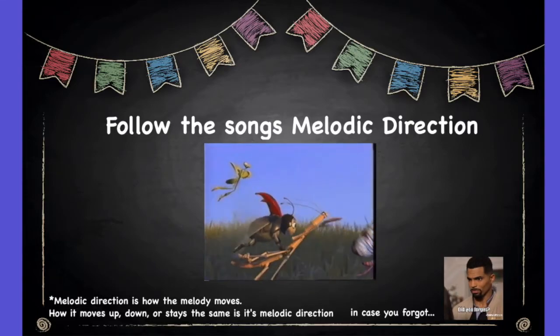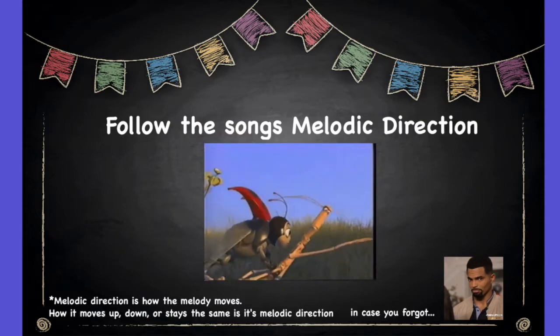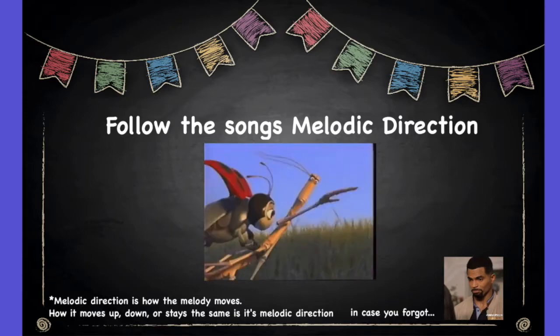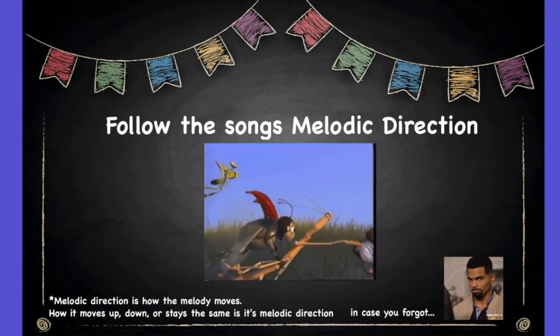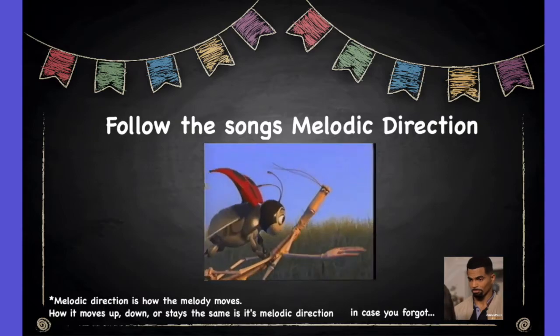So this time we're going to listen to it again, but I want you to follow the song's melodic direction. So if you forgot what that is, melodic direction is how the melody moves. If it moves up, down, or stays the same, it's melodic direction, in case you forgot.